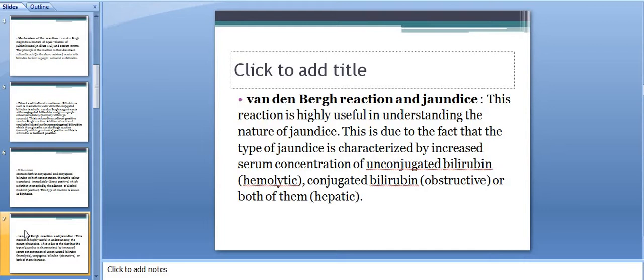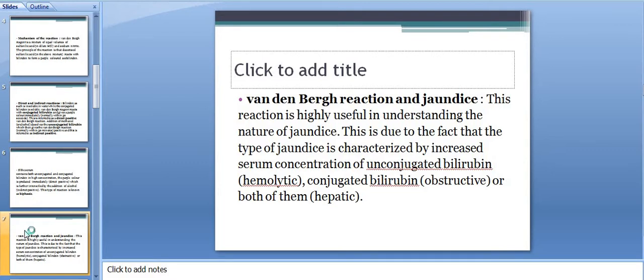This Vandenberg reaction is highly useful. Most important, we can say. For what purpose? To understand the nature of jaundice. This is due to the fact that the type of jaundice is characterized by increased serum concentration of unconjugated bilirubin and conjugated bilirubin, or both of them.